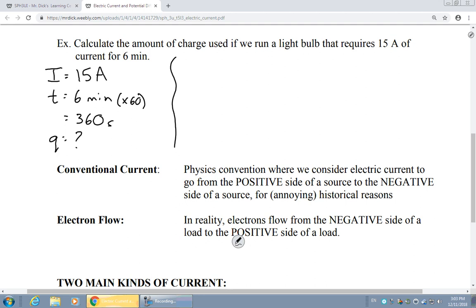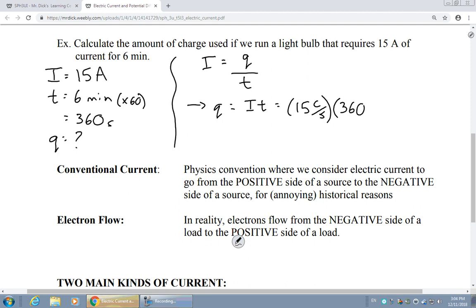So we can start with the formula that we already know, that current is charge divided by how much time the charge is going by for. But in our case, we want to find charge, so we're just going to take the current and multiply by the time that goes by. So we can plug in what we know, and it is 15 amps, but I'm going to write its unit just for now as coulombs per second, just to demonstrate to you what's going to happen with the units. And then I multiply by 360 seconds of time that goes by.